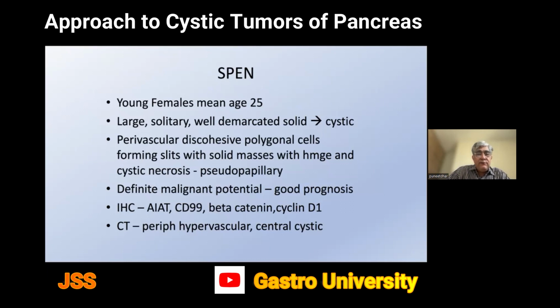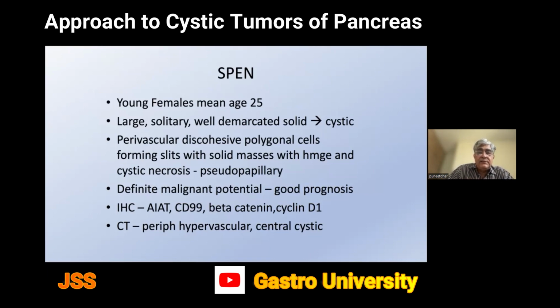And finally, the fourth one, which is probably commoner in our part of the country, is in younger females. So much better prognosis, but a definite malignant potential with a very good prognosis. They tend to be large, solitary, well demarcated, and that's why it's called solid pseudopapillary epithelial neoplasm. So it could be any variety from solid to cystic to all the grades in between. It has these perivascular discohesive polygonal cells, and it's a very typical pseudopapillary pattern with hemorrhage and necrosis.